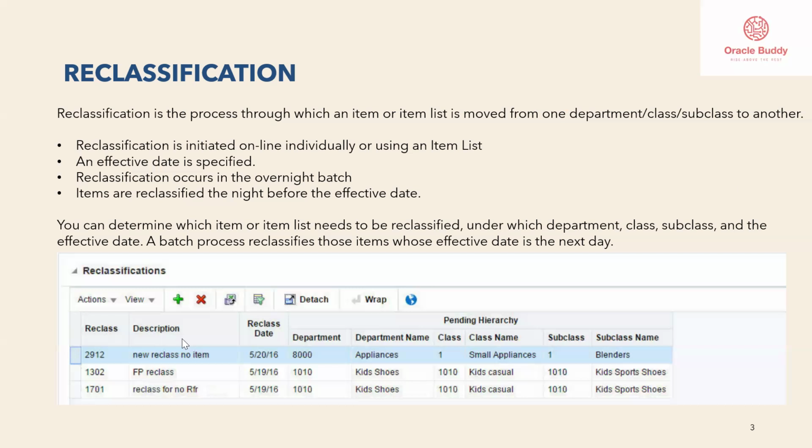Okay, let's move ahead. With the reclassification screen, you can see here there is a reclass ID, which is the reclassification ID, and it is auto-generated. Next, we have to give a description for the reclassification, the reclass date, which is the effective date, and the department, class, and subclass information.